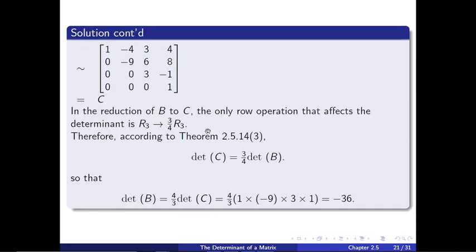And what does it say? According to theorem 2.5.40, part 3, determinant of C, which is the matrix in row echelon form, is equal to 3/4 of determinant of B. So therefore determinant of B is 4/3 determinant of C, and then we find determinant of C by multiplying all the entries in the main diagonal, and we find out that this is equal to minus 36.